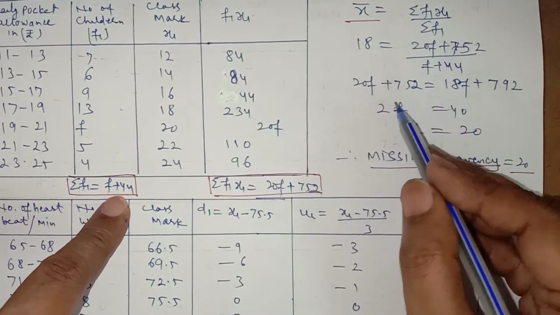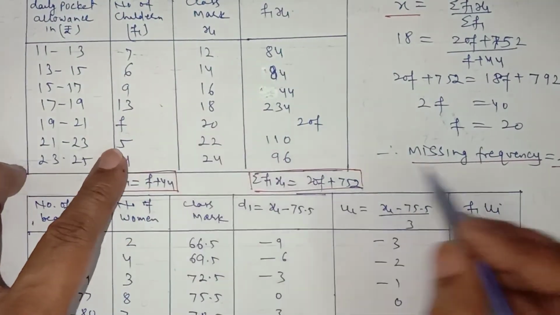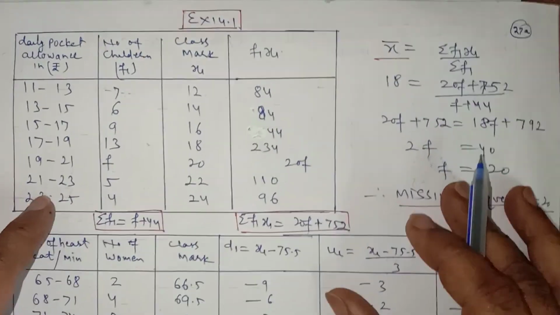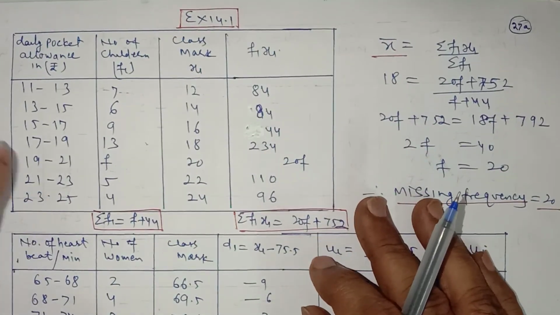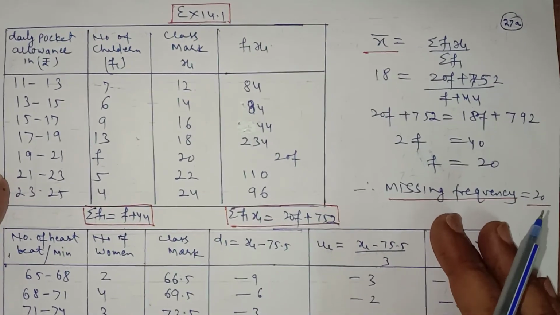Cross multiply, simplify, and you will get the value of f as 20, which is the missing frequency. So this question is important because in this the mean is given and you have to find the unknown frequency. So this is lecture number 1.